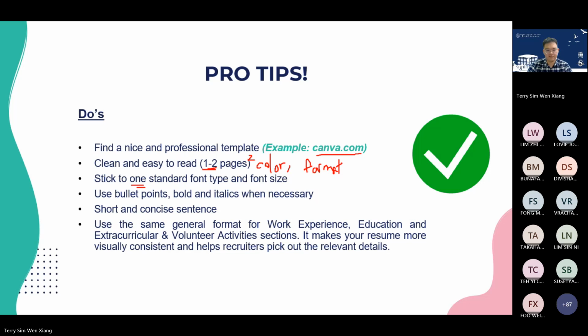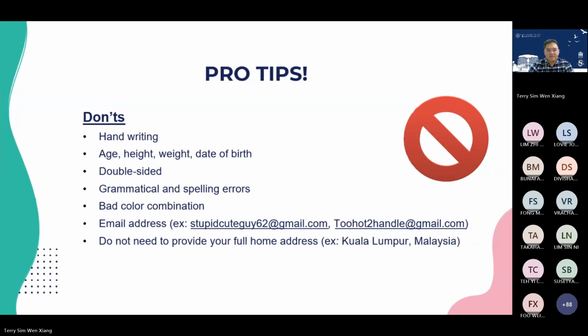Next up will be your don'ts for a resume. First of all, no handwriting. I think nowadays no one is using handwriting for resumes, so everything is computer generated. Make sure you don't include any unnecessary details, for example, your age, your height, your weight, your favorite food, your favorite dog. No one wants to know. It's good if you want to share it with your friends, but not in a resume. Make sure it's not double-sided. What this means is that when you print out your resume, it should be 1 page only, or if not, it should be 2 pages for them to see.